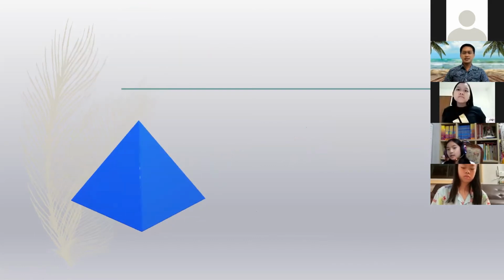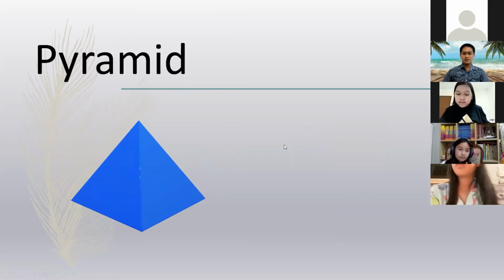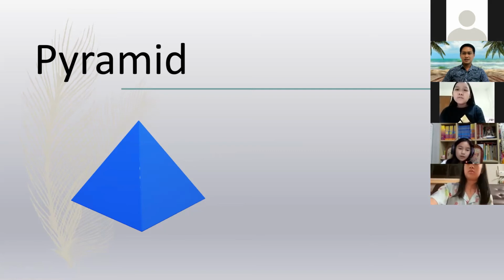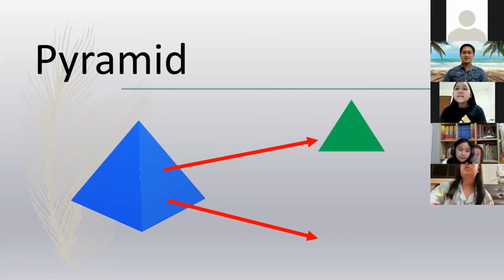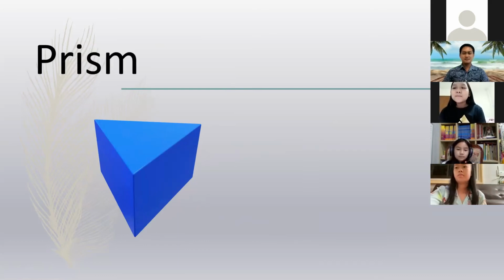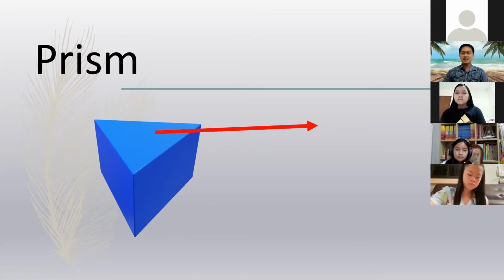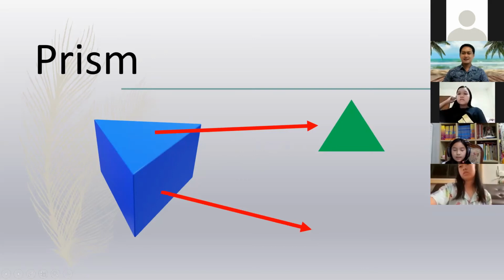Next, what 3D shape is this? Pyramid. Very good. And what 2D shapes can we find in a pyramid? Triangle and square. Very good. Triangle and square. Square is under. Next, what shape is this? Prism. Okay, prism. What shapes can we find in a prism? Triangle and rectangle. Very good.